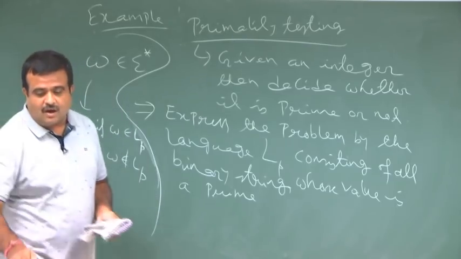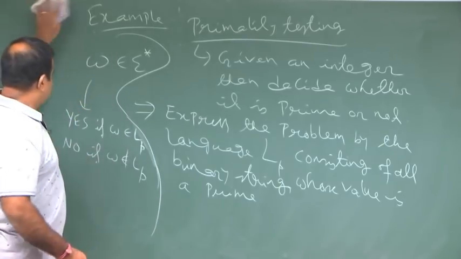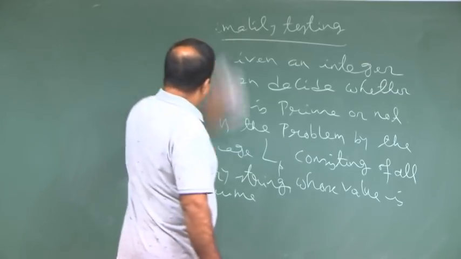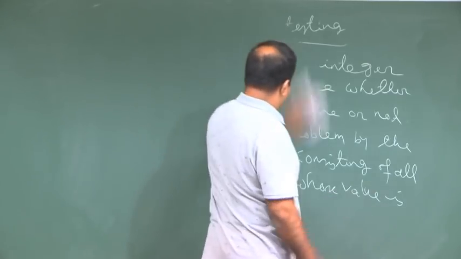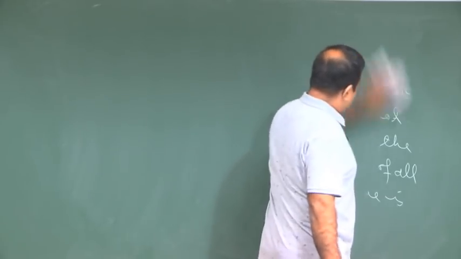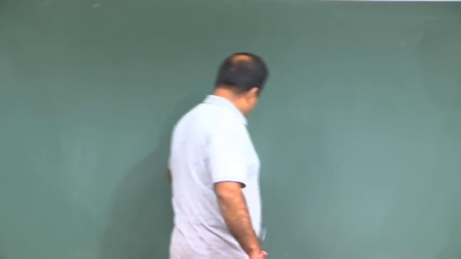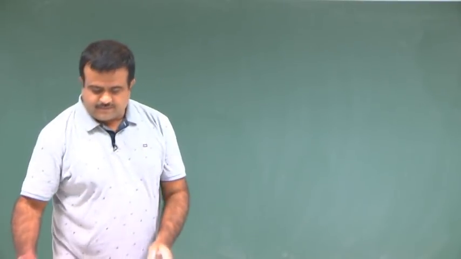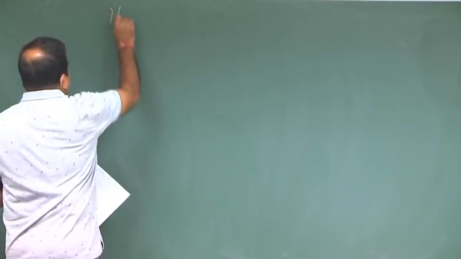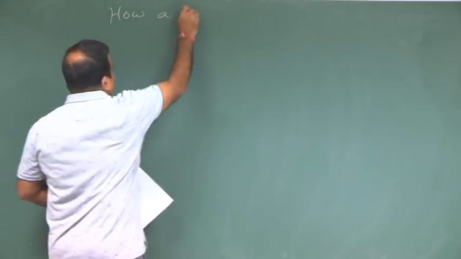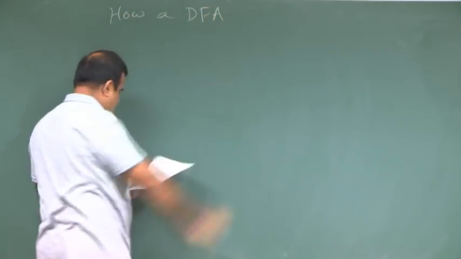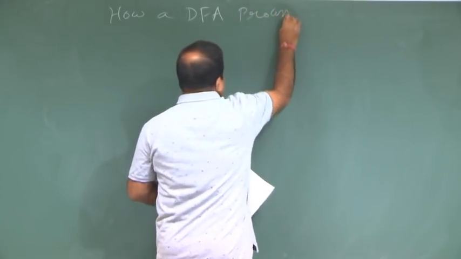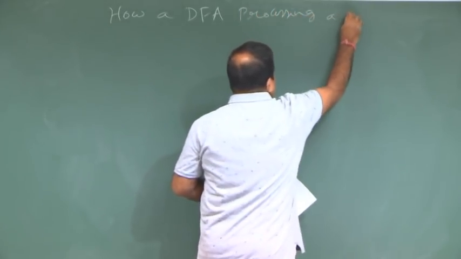Now, we will see how the DFA processes a string. So far we know the DFA is processing on an input alphabet. Now, we will try to understand how a deterministic finite automata processes a string.